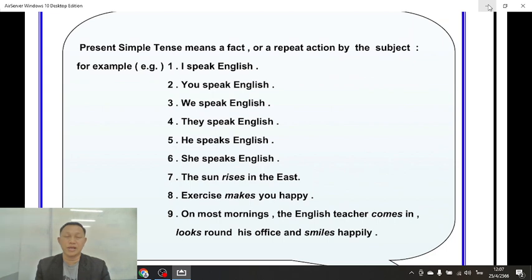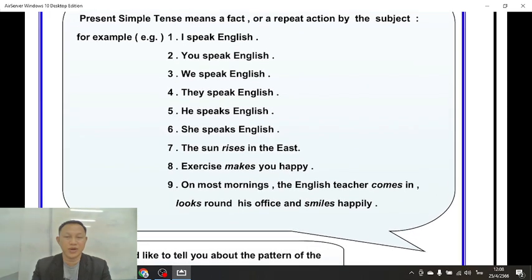Today we aim to learn about present simple tense. Present simple tense means a fact or a repeated action by the subject. For example, I speak English. You speak English. We speak English. They speak English. He speaks English. She speaks English. The sun rises in the east.